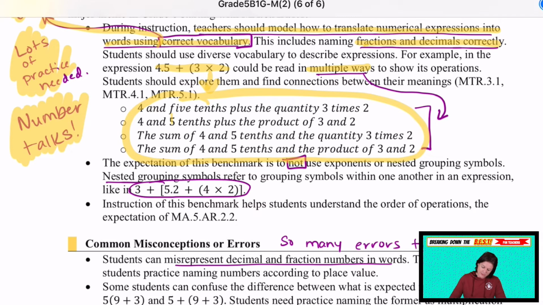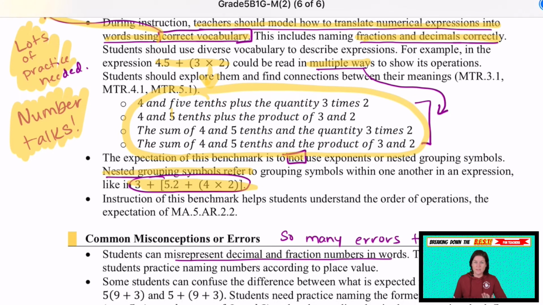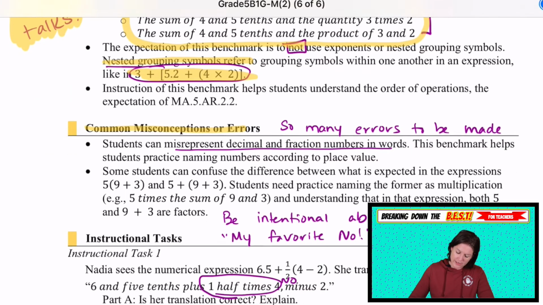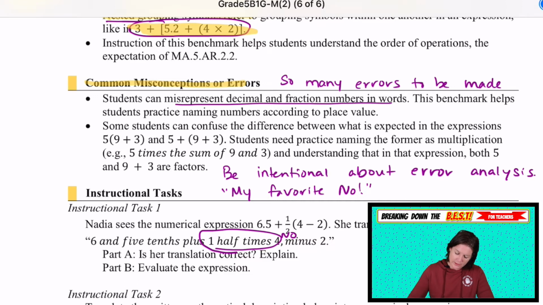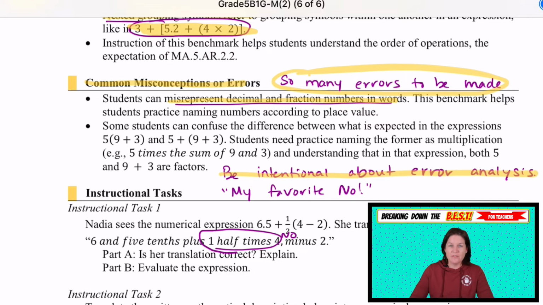Again, they mentioned the exponents and the nested grouping. This right here is an example of that nested grouping that is not to be used for this. For the common misconceptions and errors, here they said that students can misrepresent decimal and fraction numbers in words, but in my opinion, for these types of problems, there are so many errors to be made here. So I would be super intentional about error analysis, creating that safe place for students to share what they think, because the more that they can share and refine their thinking, the better they're going to be in analyzing other people's errors.